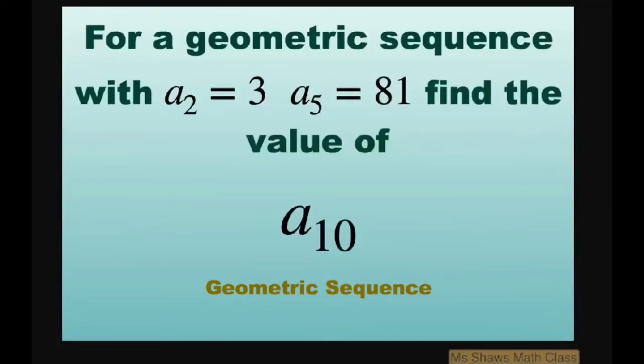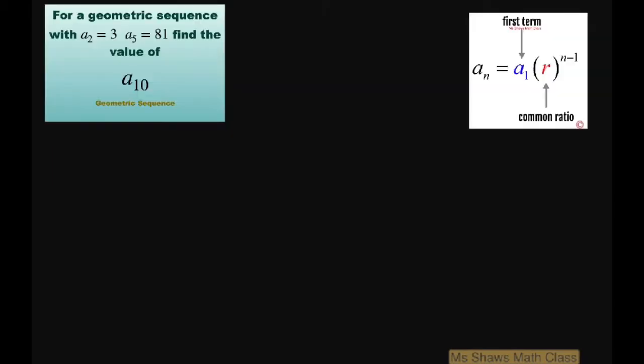Hi everyone. For a geometric sequence where our second term is 3 and our fifth term is 81, we're going to find the value of our 10th term. So what we want to do is find our common ratio.